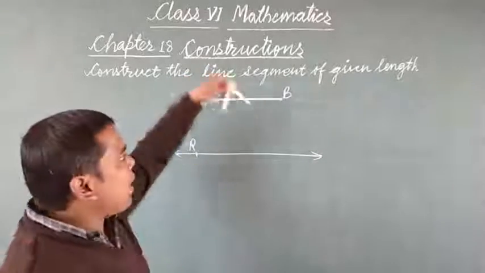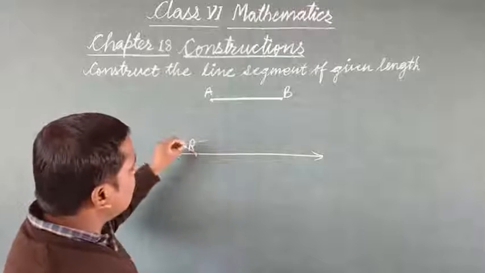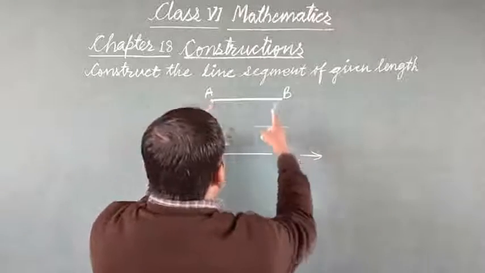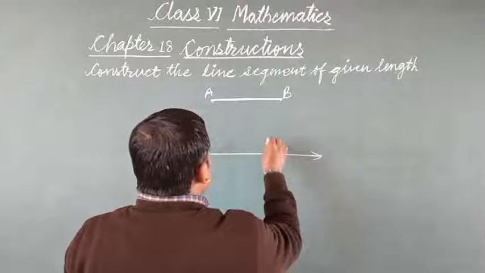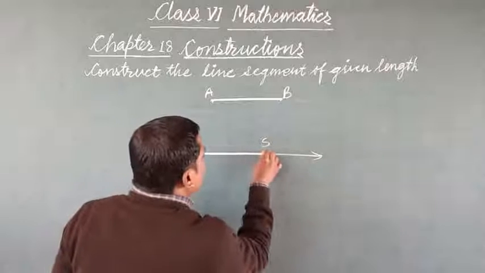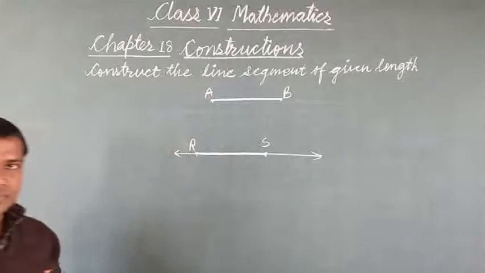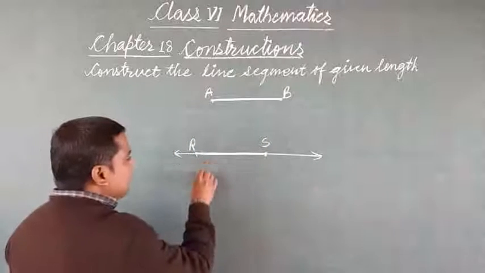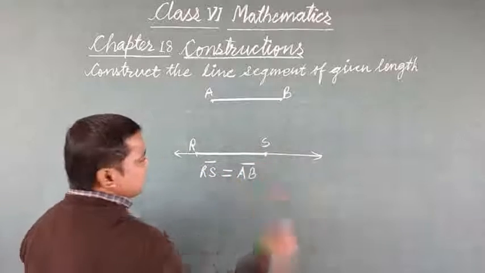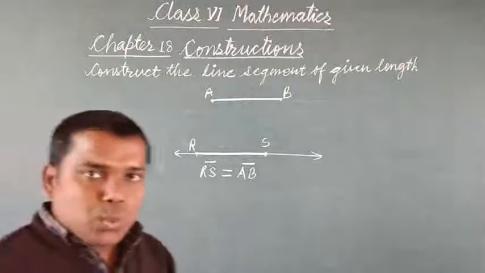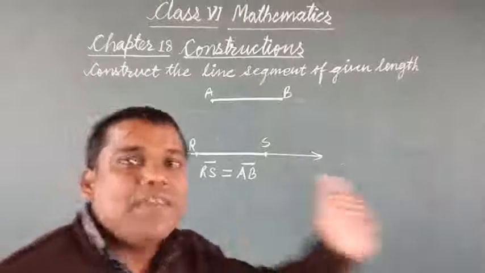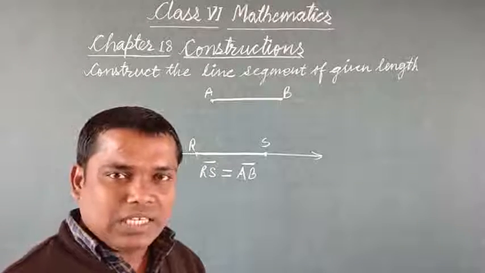Then after measuring it, you keep one end here and the other end on this side. Suppose this length we have, so I am putting it here. This is RS. Now I have line segment RS equal to AB. So this is the way to draw a line segment equal to a given line segment.